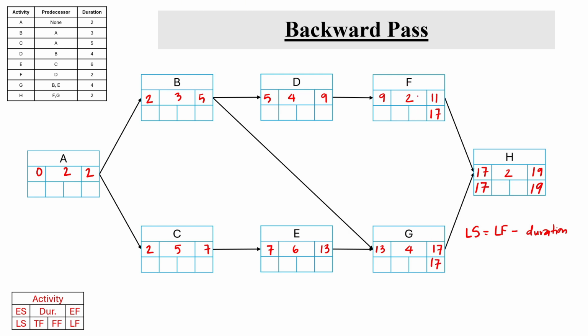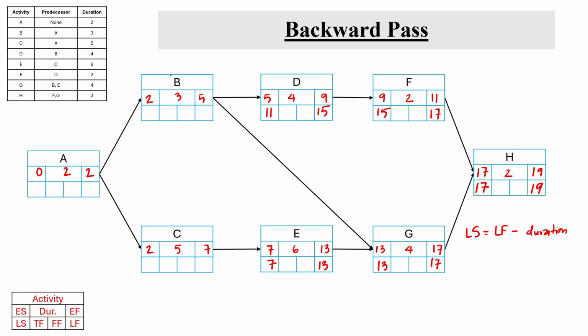So late start of activity F is going to be 17 minus 2, 15. Late start of activity G is going to be 17 minus 4, that is 13. For activity D, late finish is going to be the late start of its successor activity F, which is 15. For activity E, the late finish is going to be the late start of activity G, which is 13. And then late start of activity D is 15 minus 4, 11. Late start of activity E is 13 minus 6, 7.